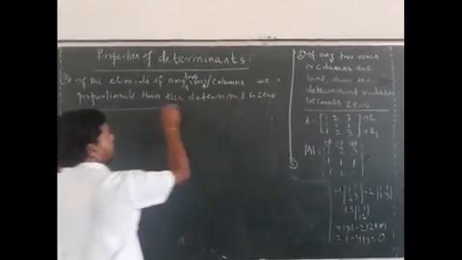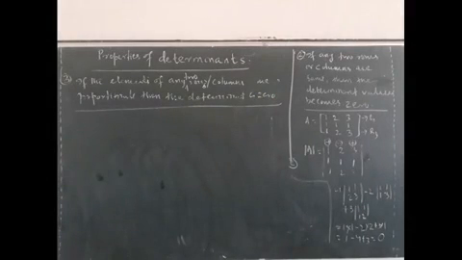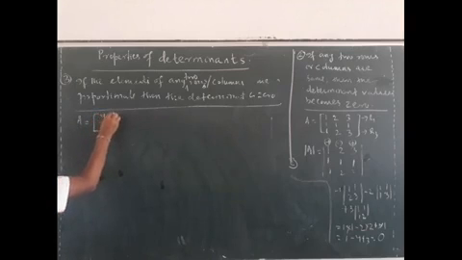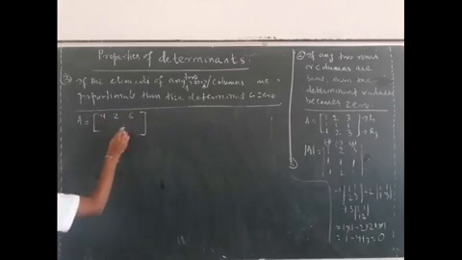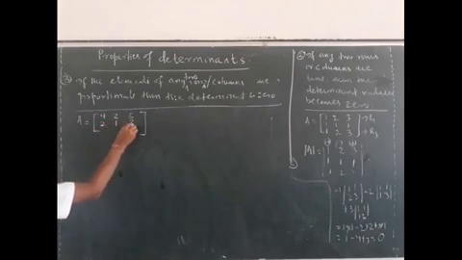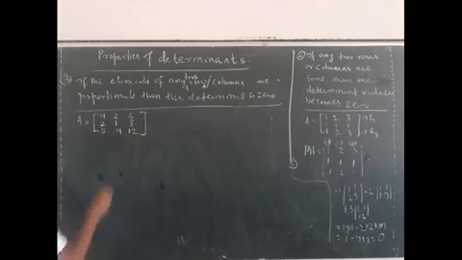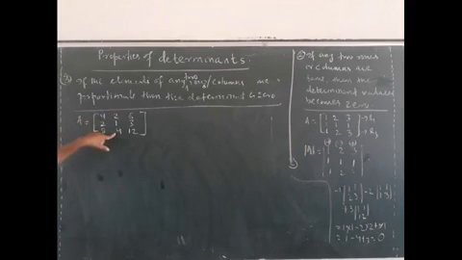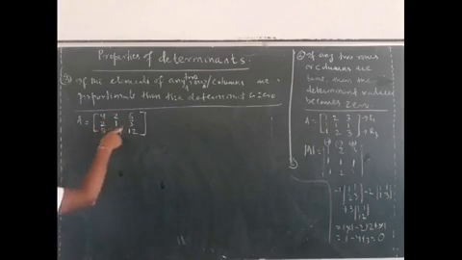Now let me prove it by taking an example. Suppose I take a matrix A: 4, 2, 6, then 2, 1, 3, and then 8, 4, and 12. Look at this matrix. See row 1 and row 3: 4 by 8 is 1 by 2, 2 by 4 is also 1 by 2, 6 by 12 is also 1 by 2. So here the elements of row 1 are proportional to the elements of row 3.